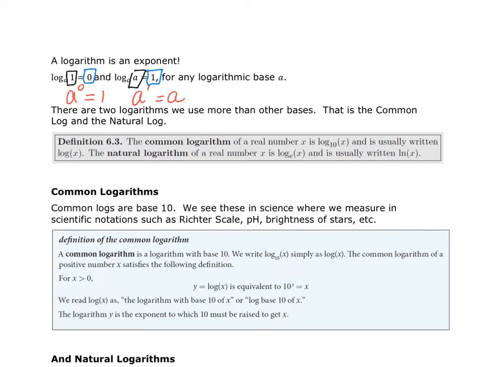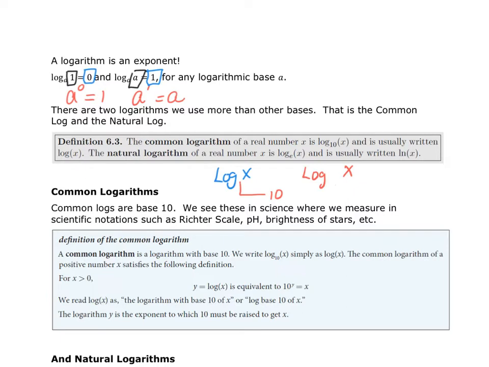So if we just see log of x, it is the common log, and what is there is its base 10. So if we see log of x or log x, then it really is the log base 10 of x. But we see it so often, we typically don't write the 10, and so all you're going to see is log x.